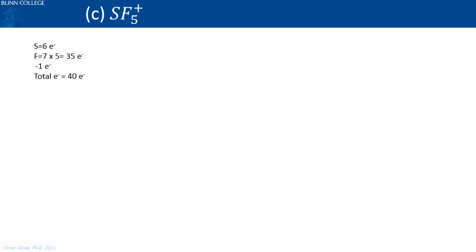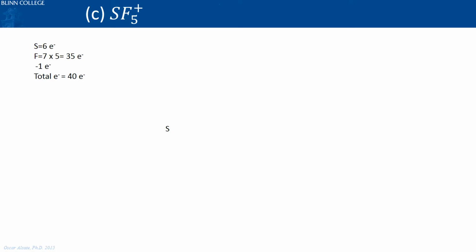Our next molecule is the cation sulfur pentafluoride. Sulfur has 6 valence electrons. Fluorine has 7. But again, we have 5 of them, so we must multiply the 7 times 5 and get 35. But we cannot forget that we are also losing an electron because it's a cation. So we come to a grand total of 40 electrons.